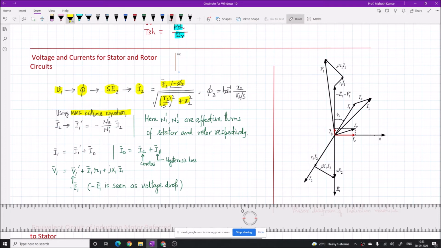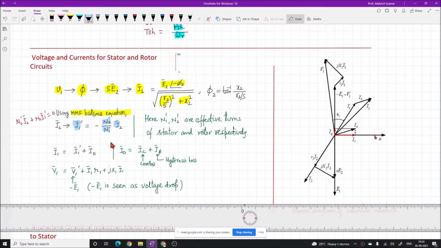So based on that, we can write the expression like this: N2 dash I2 plus N1 I1 dash will be equal to 0. The net MMF in the gap equals 0. Or you can say N1 I1 dash is supplying all the N2 I2. The negative sign shows that it opposes the initial cause. So I2 leads to I1 dash, the equivalent current on the stator side, and its value is minus N2 dash by N1 dash into I2.